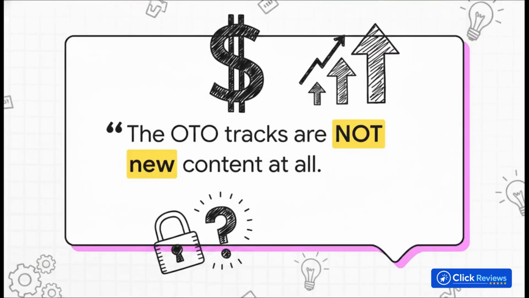So we've seen all the massive promises and this enormous list of deliverables, right? But an independent affiliate review from ClickRetina offers a really important reality check here. The reviewer made a major discovery, and it's summed up perfectly in this quote: "The OTO tracks are not new content at all." Now, if you aren't familiar, OTO stands for one-time offer.